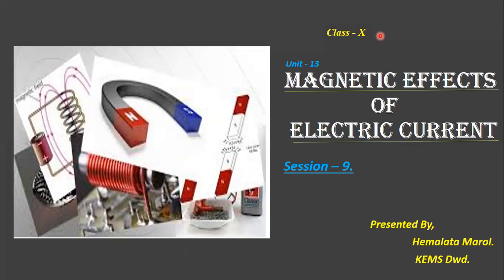You just recall it, children. Electric generator is a device which converts mechanical energy into electrical energy, and it is based on the phenomenon of electromagnetic induction. And you also saw the difference between the AC current and the DC current.